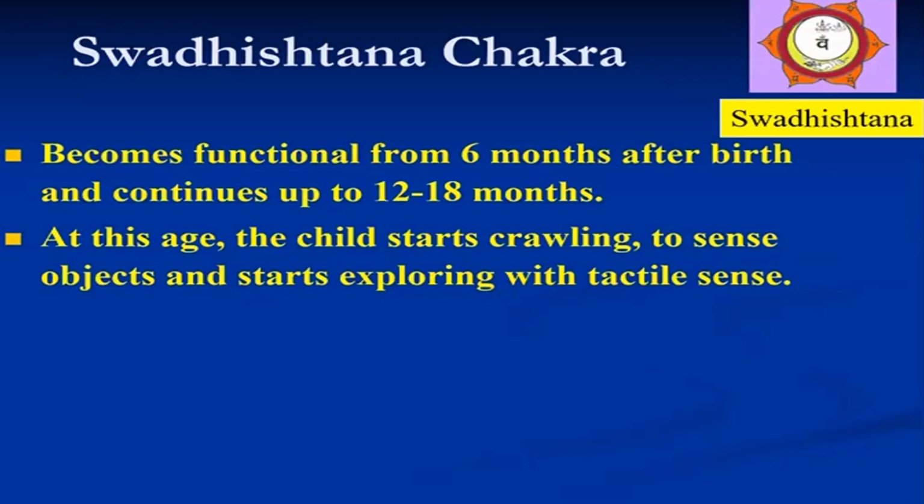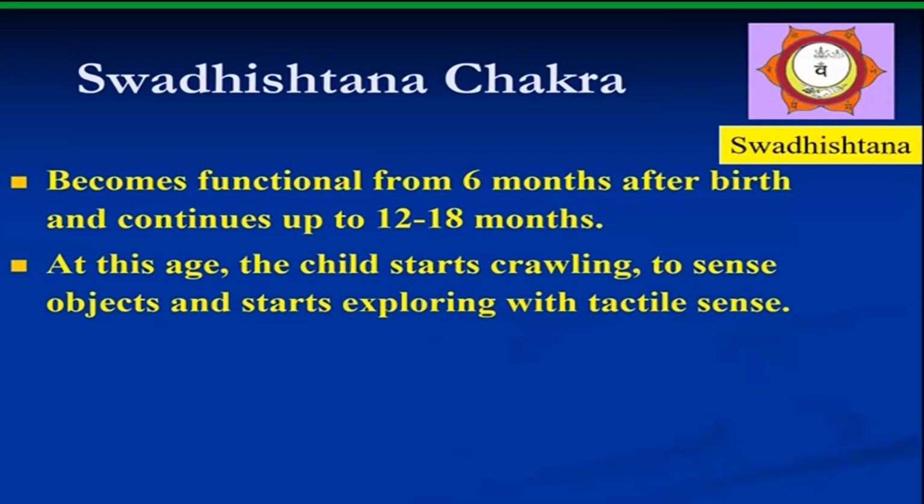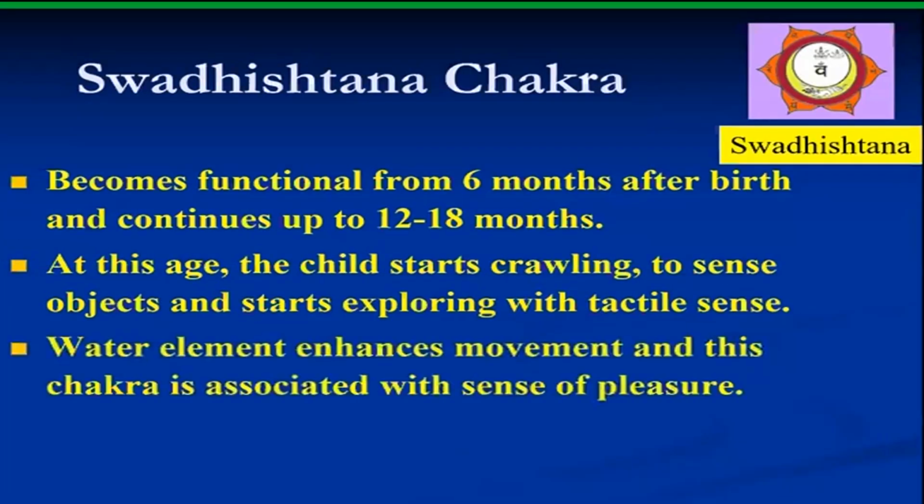It starts crawling. After some time, about 9 or 10 months, or 1 year, it tries to stand up. Then it starts moving slowly, and it tries to touch; that is, tactile sensation develops. So movement is possible. In our body itself, there is a fluid system of 3 types. One is fluid in the form of blood, the other is the lymph, and the third is the cerebrospinal fluid. All these are in the form of liquid, moving. Similarly, for the movement of the body, a fluid system is required.